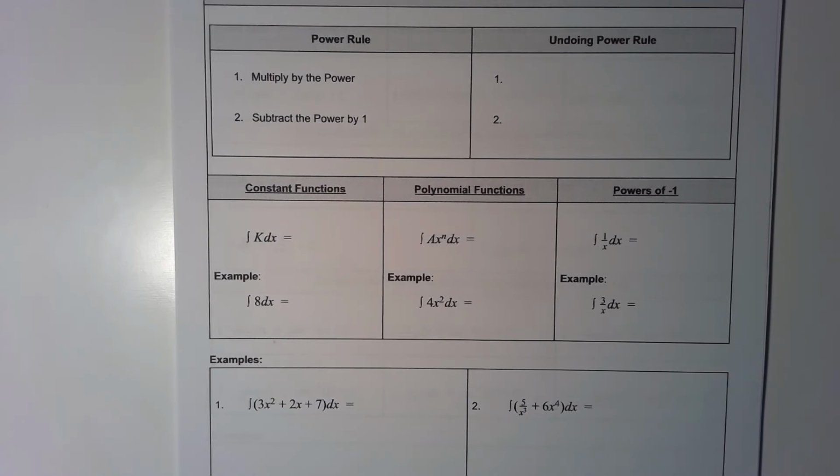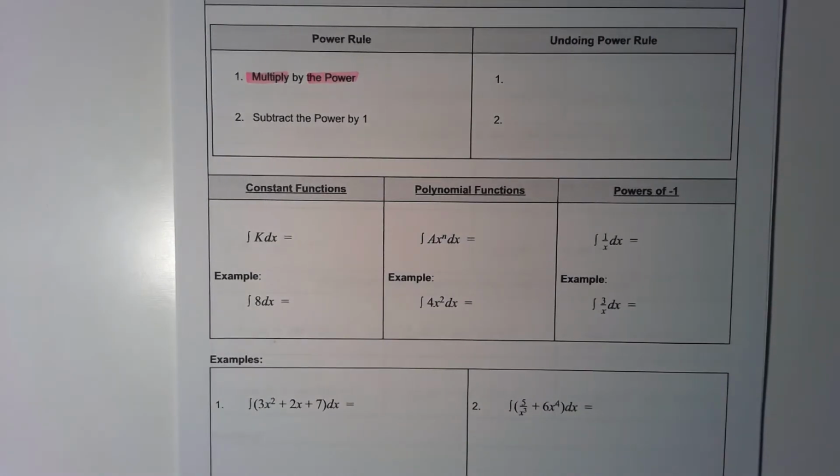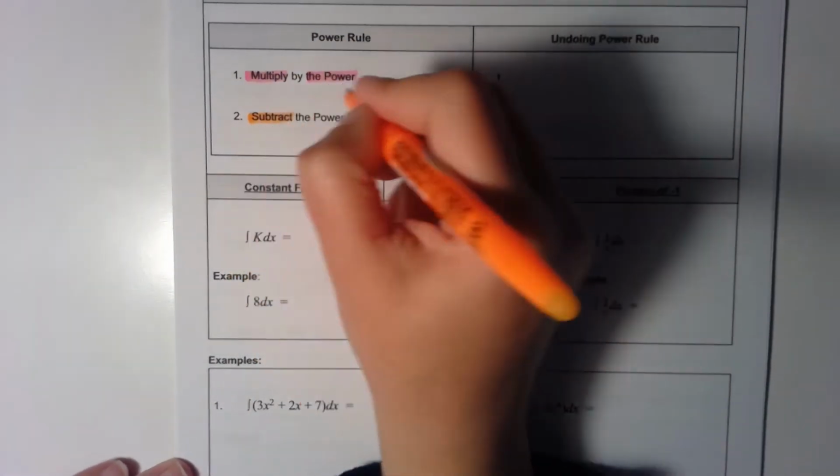In order to do this, we need to review, first of all, how power rule works. When you take a derivative using power rule, there are two steps. First, you multiply by the power. So you take whatever exponent was already there and you drop it down. You multiply. And then you take that power that was already there and you subtract by 1.